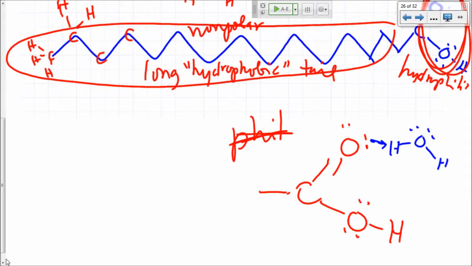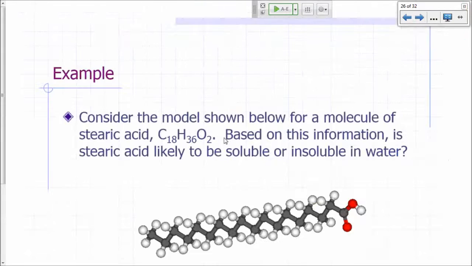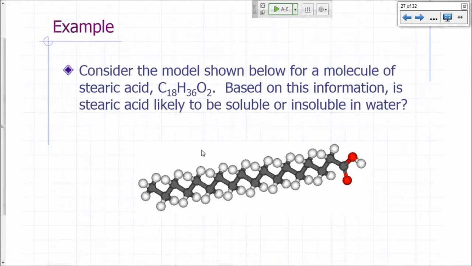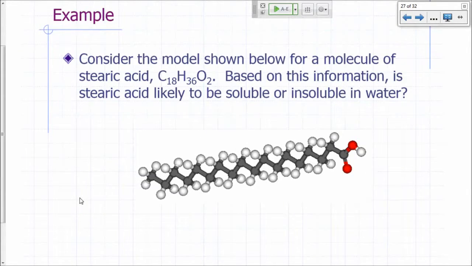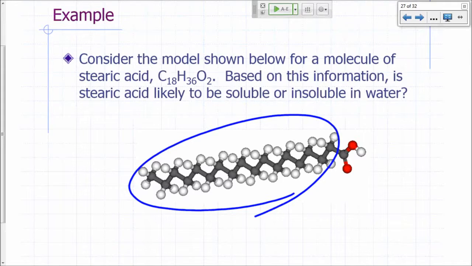And phobia, water fearing, right? That part of the molecule will stay away from the water molecules. All right. So here's stearic acid. It's a fatty acid. Is this likely to be soluble or insoluble in water? You have a very huge hydrophobic part, a very huge nonpolar part, so you would expect this to be insoluble in water. Okay.